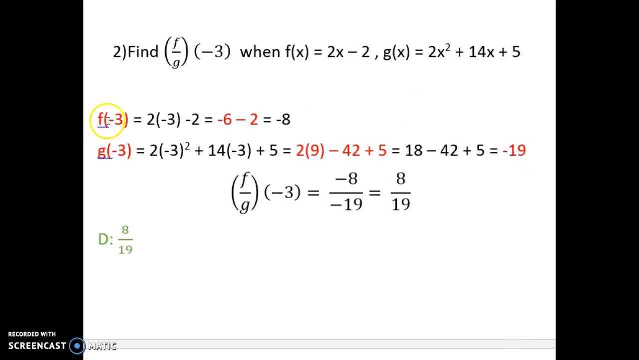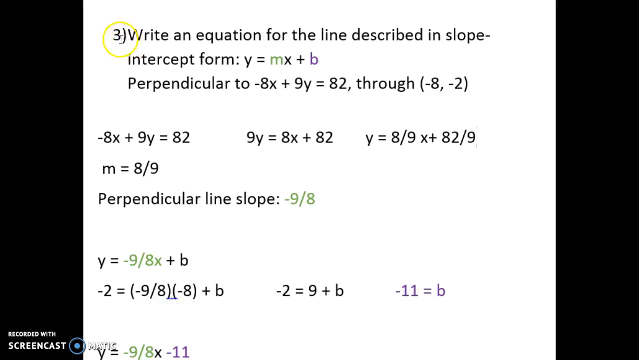So now we know f of negative 3 and g of negative 3, we can divide them. So plug in our two results here. And this fraction doesn't reduce, but the negative signs do cancel out, so we get a positive 8/19 as our answer. For number 3, we're going to write a line in slope-intercept form.